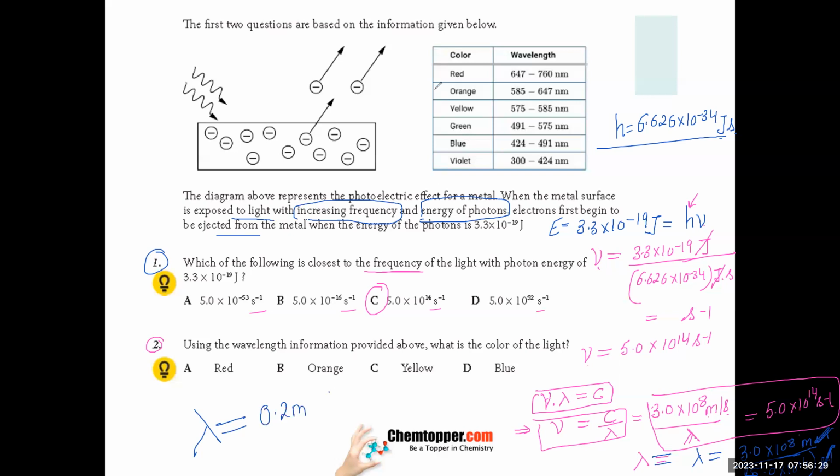But to know the color and to use this table, I need it in nanometers. I don't think the answer is 0.2. Is it 0.2 meter? Okay, children, can you check this calculation? Because I don't think it's 0.2 meter. Azuni, can you check the calculation again?